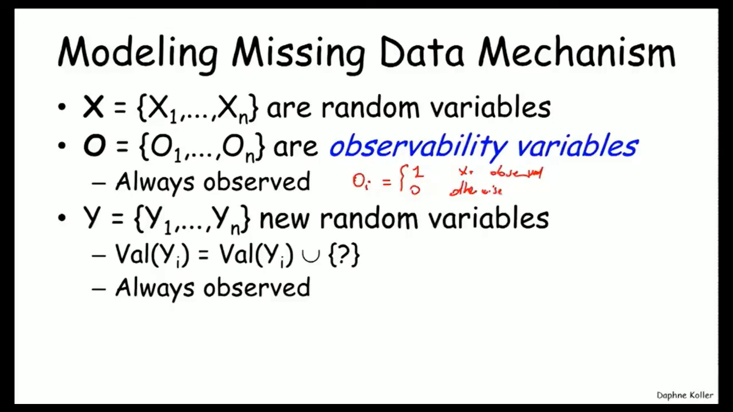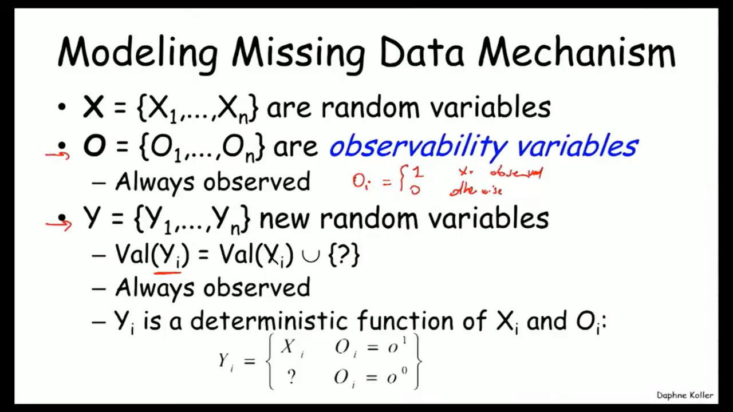Now we're going to add a new set of random variables, which are also always observed. These are the variables that we're going to call y_i, which have the same value as x_i. Each y_i has the same value space as x_i, except that there is also the 'I didn't get to observe it' value. And so in the real scenario, we get to observe the y's, and we get to observe the o's, and the x's are not observed.